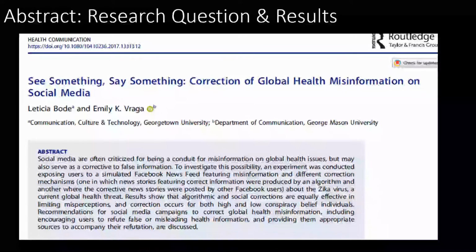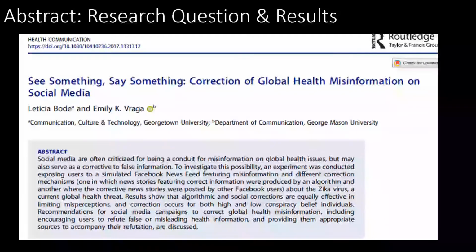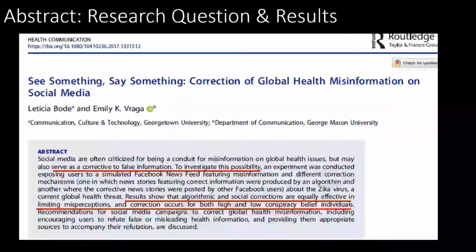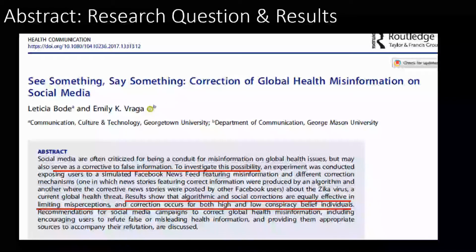In this example, I see that they are investigating the question, can social media serve as a corrective to false information? And what they found is that both algorithmic and social corrections are equally effective, and they work for both high and low conspiracy belief levels. The previous sentence also tells me a bit about what they mean by algorithmic and social corrections, but I may have to look a bit more into the concept of high and low conspiracy belief levels.